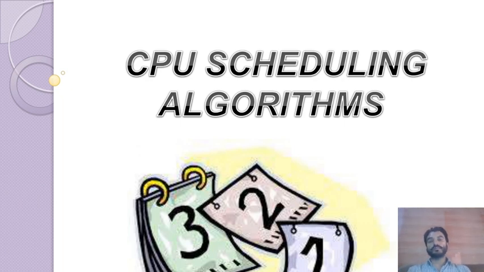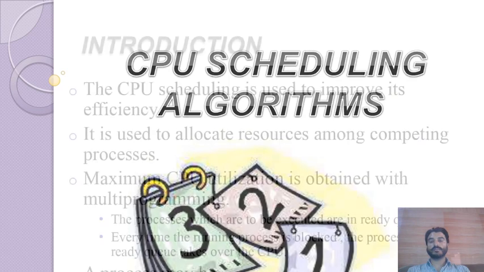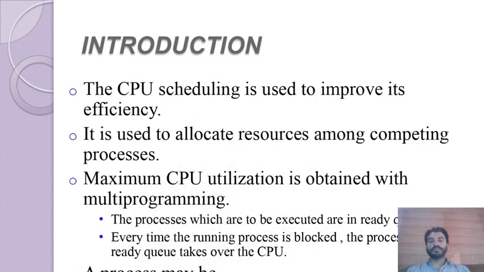Today I am going to talk about CPU scheduling algorithms. CPU scheduling algorithm is used to improve efficiency. We use CPU scheduling algorithms when multiple processes reside in memory and they are competing for a particular resource. There are so many CPU scheduling algorithms, and in the next lecture we will talk about a few algorithms that are used by the CPU.